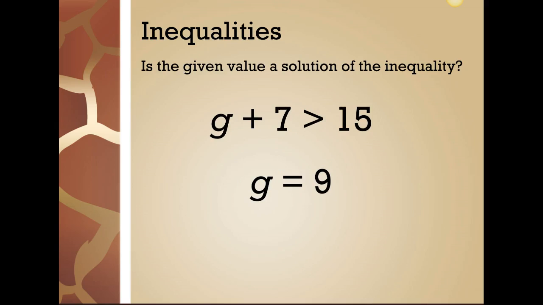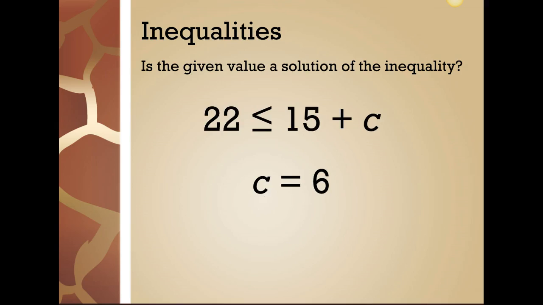Next, we are going to determine if the given value is a solution of the inequality. We do this by plugging in the value in place of the variable. In this case, we have 9 plus 7, which is 16. 16 is greater than 15 is true, so yes, the given value is a solution of the inequality. In this inequality, we'll plug 6 in place of c. 15 plus 6 gives us 21. When we read the statement, it says 22 is less than or equal to 21. 22 is actually greater than 21, so no, the given value is not a solution of the inequality.